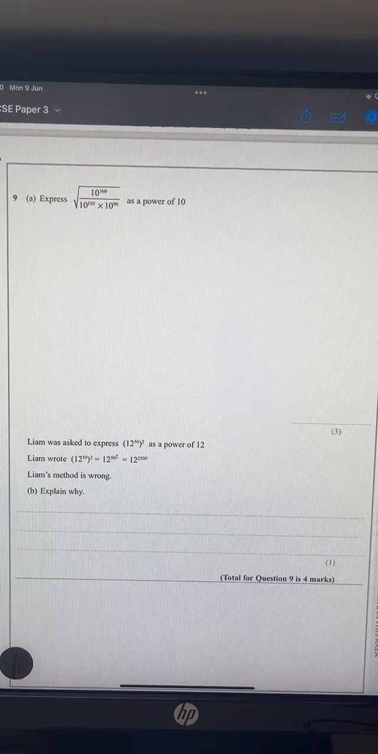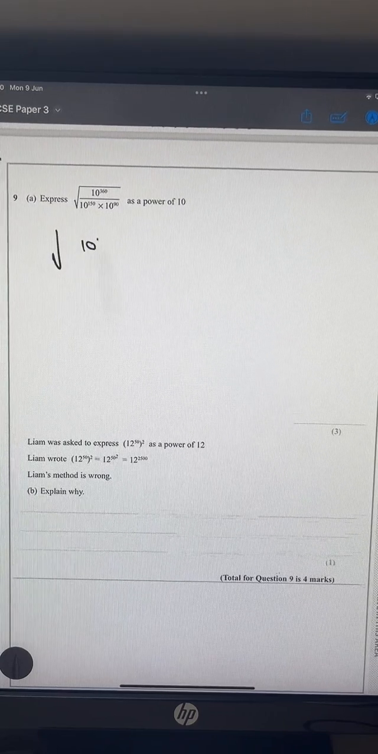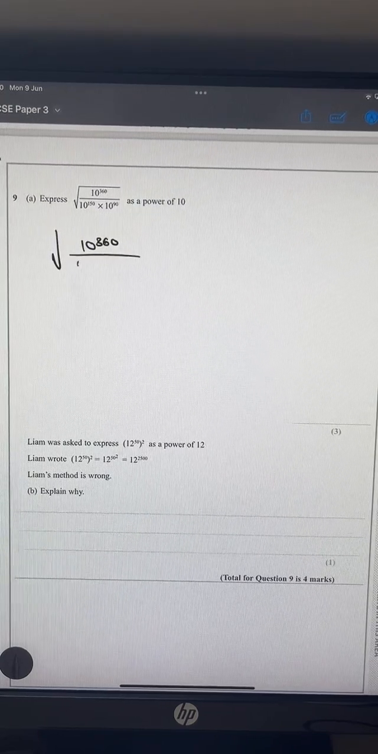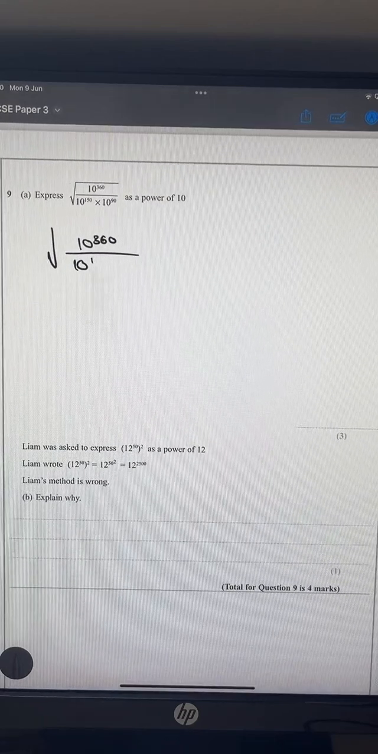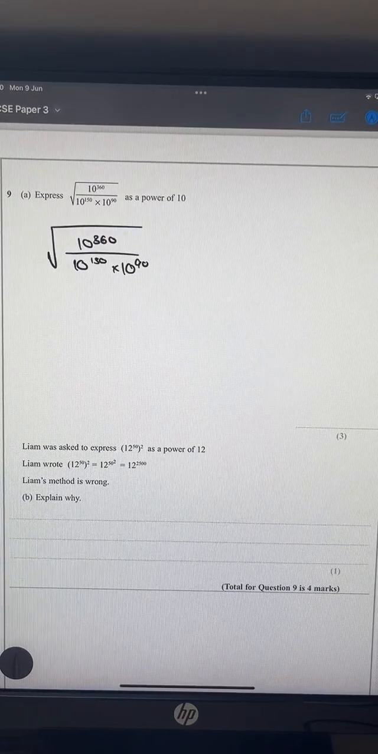All right, so express this ugly index thing as a power of 10. So I like to rewrite it just to make sure I understand what the question is. So 10 to the 150 times 10 to the 90. It always helps rewriting simple algebraic questions so you know what is happening and where the powers are, because powers tend to be a bit confusing sometimes.